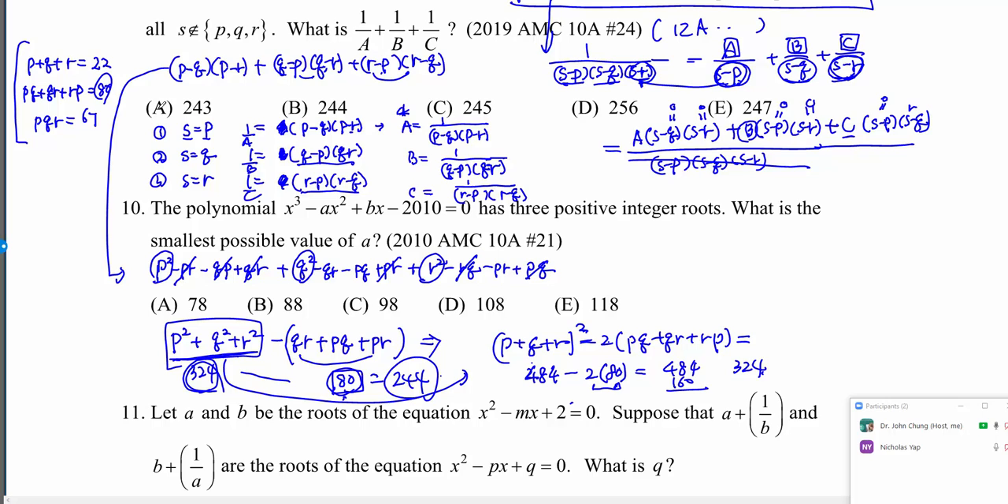This is number, not number 10, right? This over here, right? Yeah, that is the answer. That's correct, okay? Yeah, this is actually correct. Okay, 244 here, okay? Yeah, that's the answer.